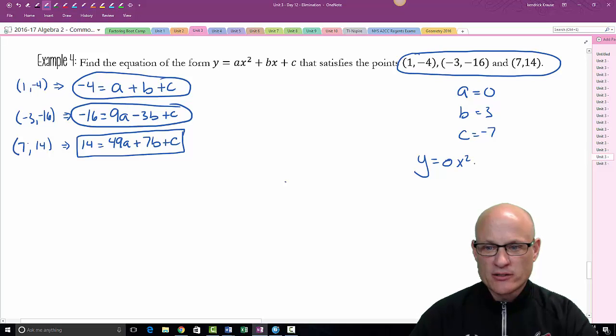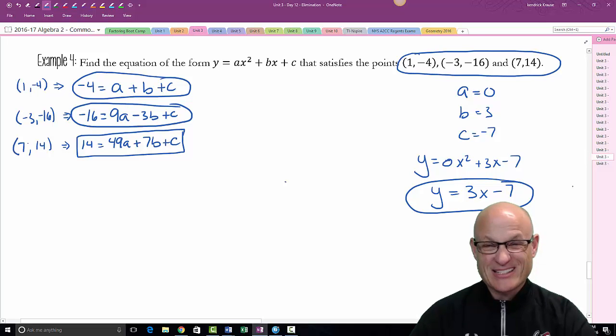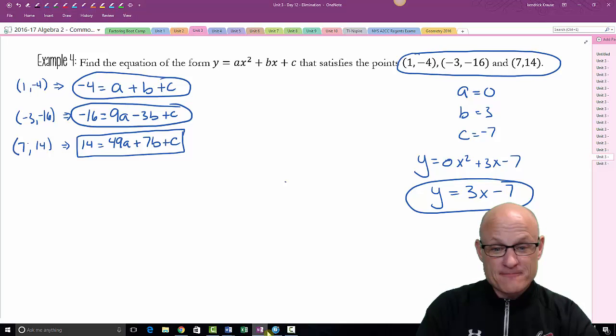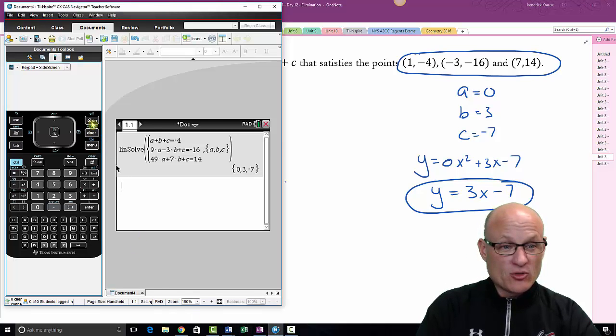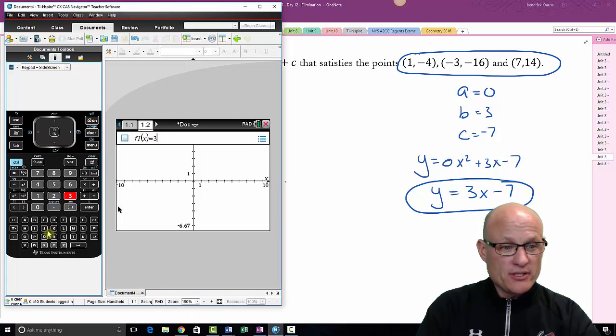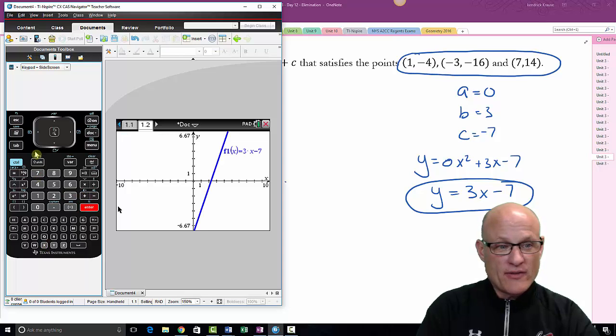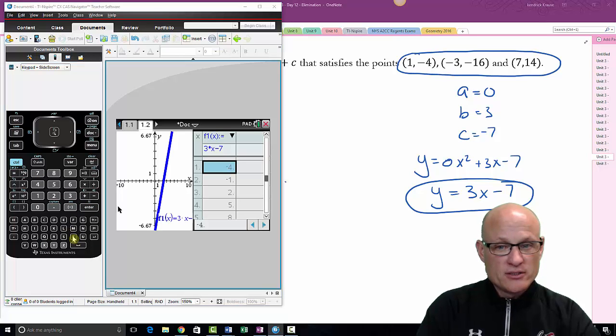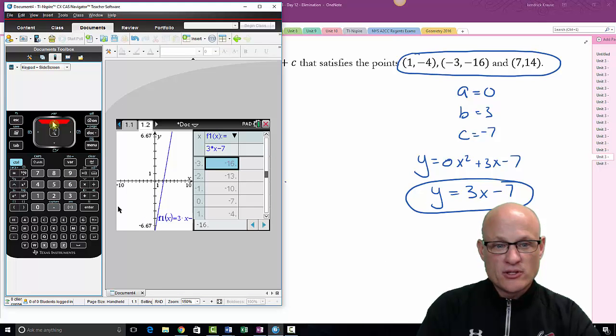0x squared plus 3x minus 7. So this really ends up being y equals 3x minus 7. That's a linear equation, not a quadratic. And I bet if I graphed it, if I go over here and graph it, 3x minus 7, I'm going to find all 3 of those points are on that line. There's one, -4. There's -3, -16, and I got to go find 7, 14.